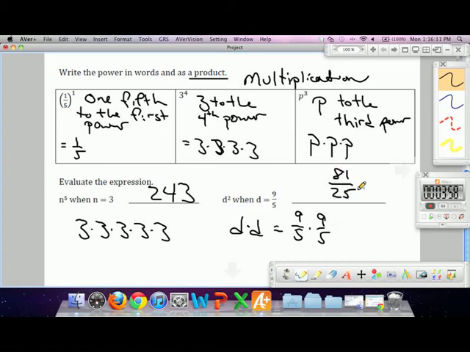81 25ths. From there, you could try to reduce that, find something in common at top and bottom. In fact, there is nothing in common between 81 and 25 as far as factors go. So you'd be done. There'd be nothing more to reduce. Please leave it as 81 25ths.